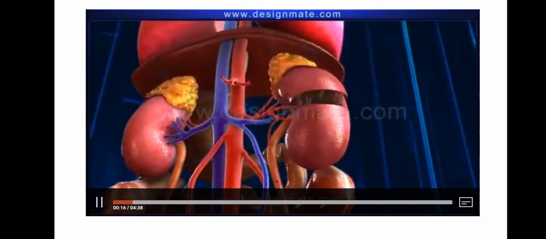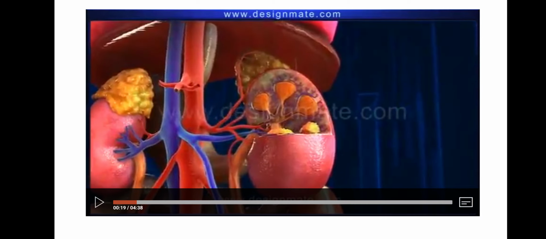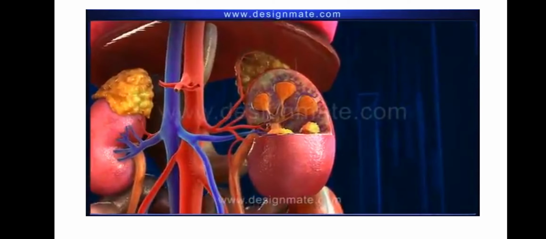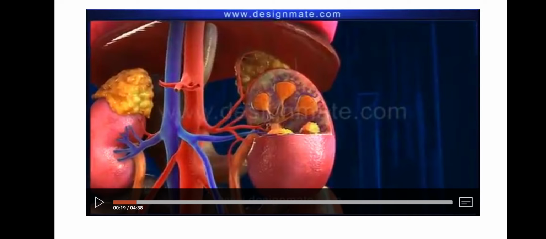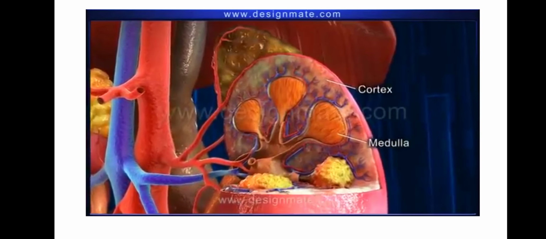A magnified view of the longitudinal section of the kidney shows, when you cut across, the cortex and the medulla. The cortex is on the outside, then the medulla, and then here is the pelvis. The pelvis joins to the ureter. Two prominent regions: a cortex and a medulla.